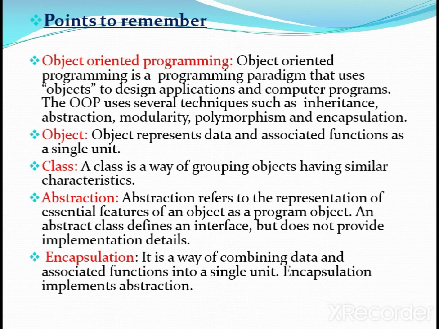Next characteristic of OOP, abstraction. It refers to the representation of essential features of an object as a program object. An abstract class defines an interface but does not provide implementation details. Encapsulation. It is a way of combining data and associated functions into a single unit, and encapsulation implements what? Abstraction.